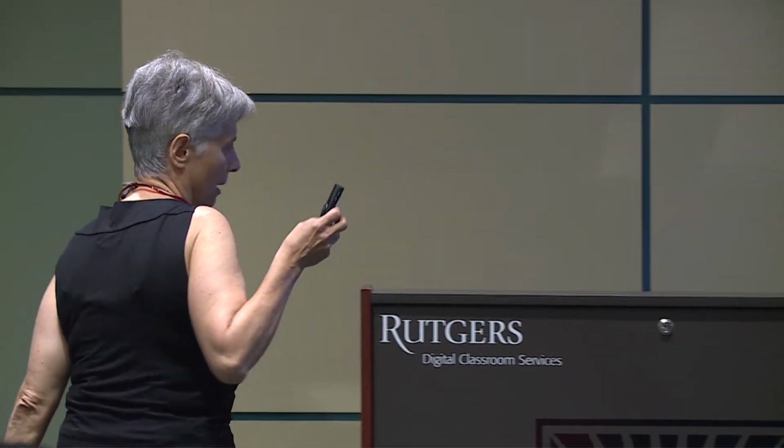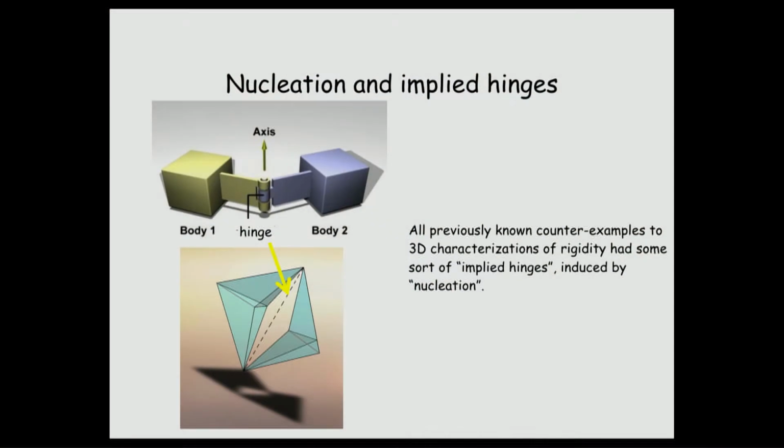Okay, so let me tell you quickly a few things about nucleation and hinges. All previously known counterexamples to 3D characterizations had some sort of implied hinges induced by nucleation. Nucleation means you have some rigid graphs, 3n minus 6 rigid, like a banana is one of these, and they are put together and have this implied hinge. Hinges are between two bodies that allow just 1 degree of freedom rotation.